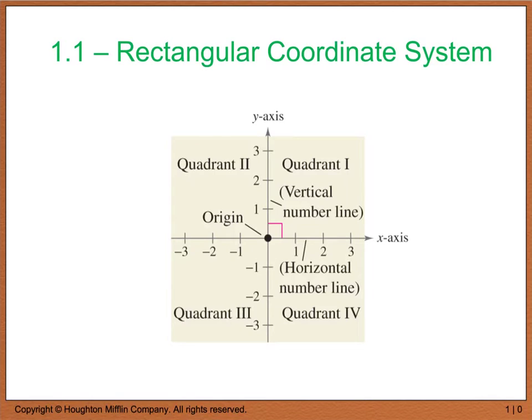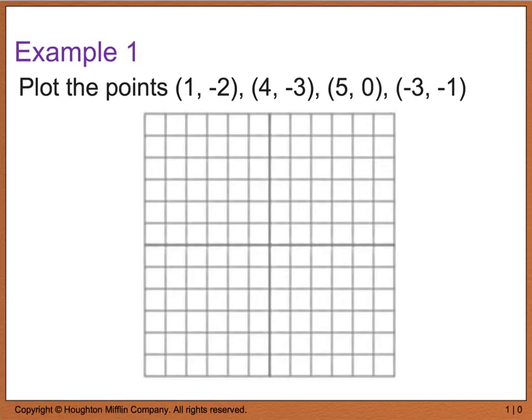So this right here is an example of your x-axis, which is your horizontal axis. Your y-axis is the vertical axis. We start out with quadrant 1 right here, and then we go counterclockwise for quadrant 2, quadrant 3, and quadrant 4. Our point of intersection, as we mentioned, is called the origin.